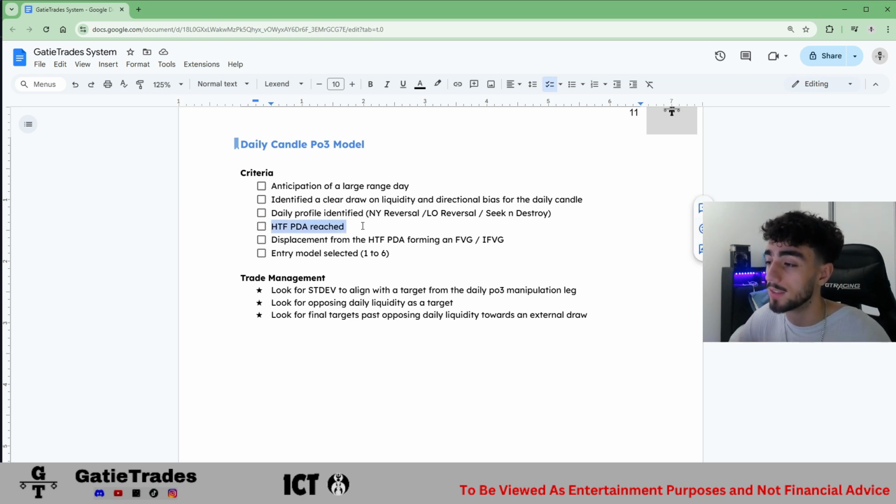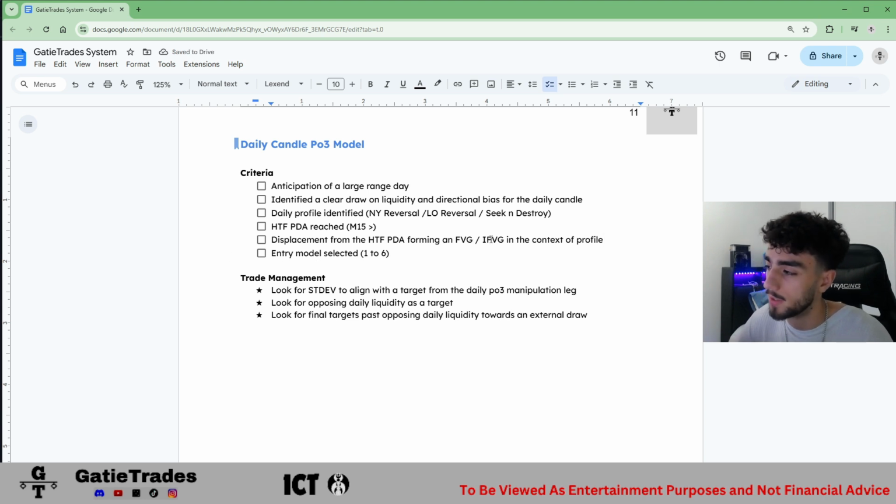The next objective is the higher time frame PD array needs to be reached. For me, this is M15 or greater. And then displacement from the higher time frame PD array, in the context of the profile, of course. So I'll include that in. And then from there, entry model selection 1 to 6.